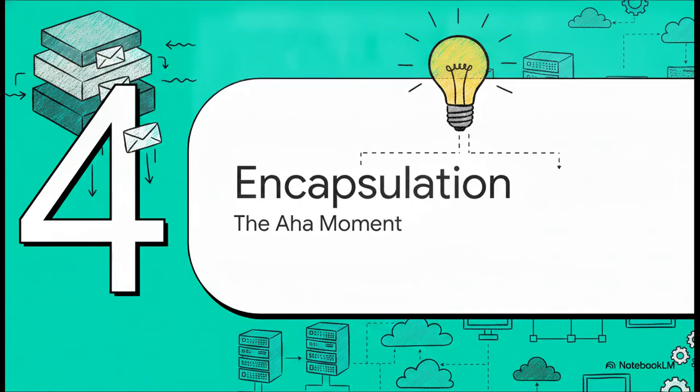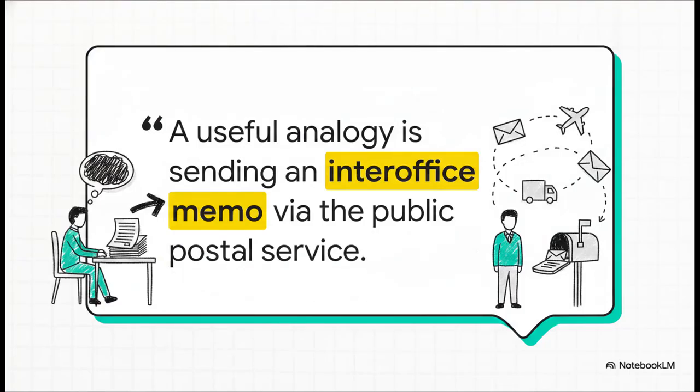Which brings us to part 4. This is the core of our explainer, and honestly, the real aha moment: encapsulation. To understand how data actually travels down this 5-layer stack, I want you to imagine your data is a simple inter-office memo that needs to travel from someone in one branch of a company to a very specific person in another branch all the way across the country.